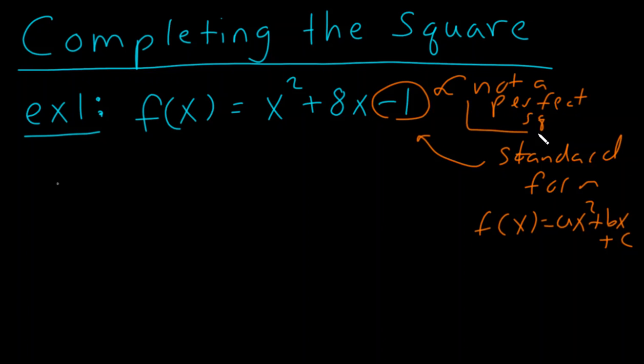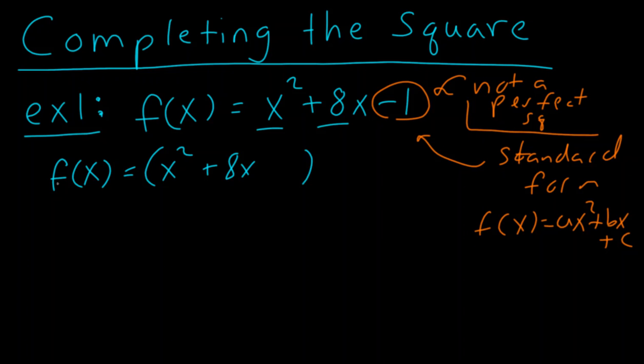So check it out. Thousands of years ago, math people said, you know what? We're just going to make our own perfect square. And that's what we're going to do right now. How do we do that? If we want to factor this, or transform this into something else, we're going to say f of x is equal to, and we write the first part, x squared plus 8x, in parentheses, leaving ourselves a nice big space. And we're going to leave that -1 on the outside.